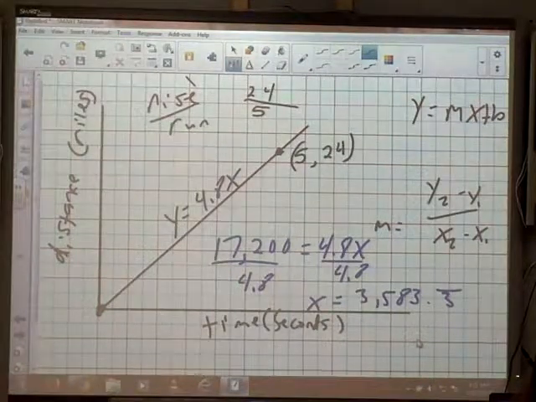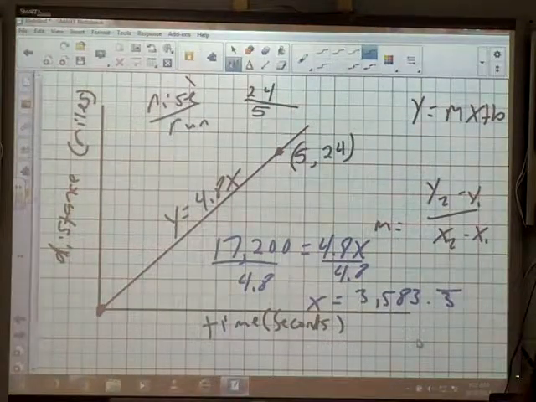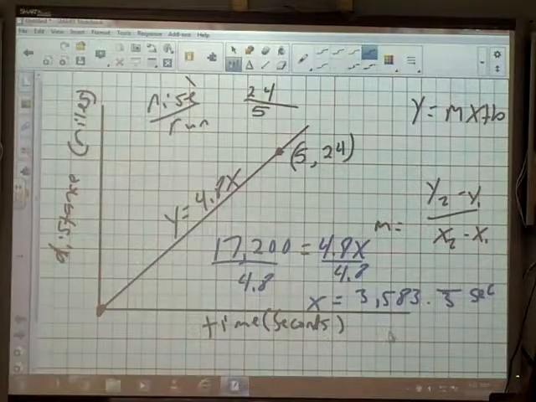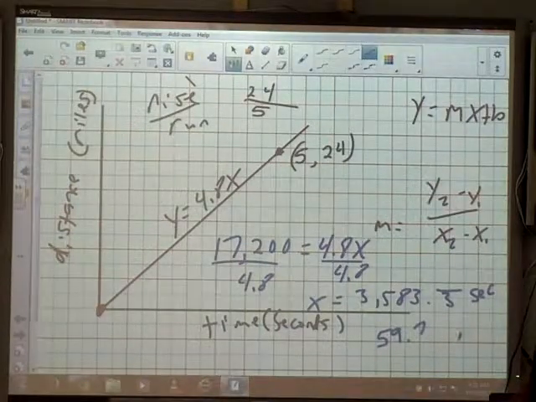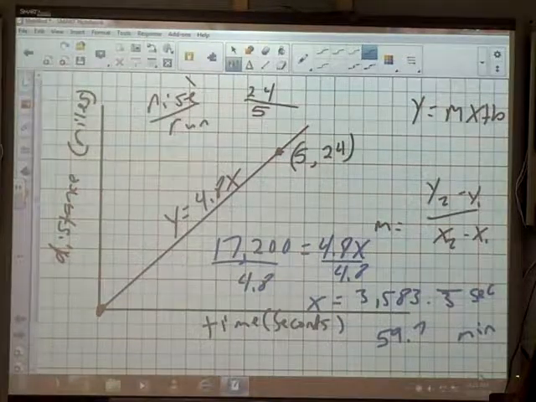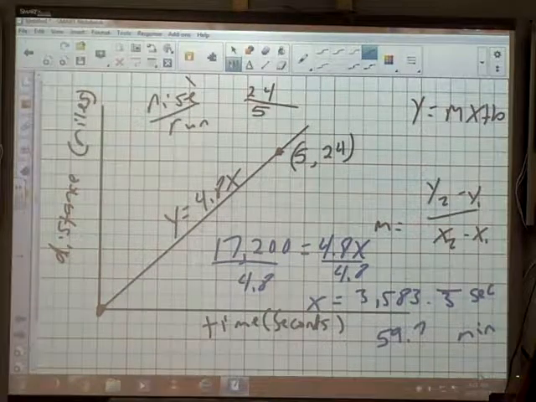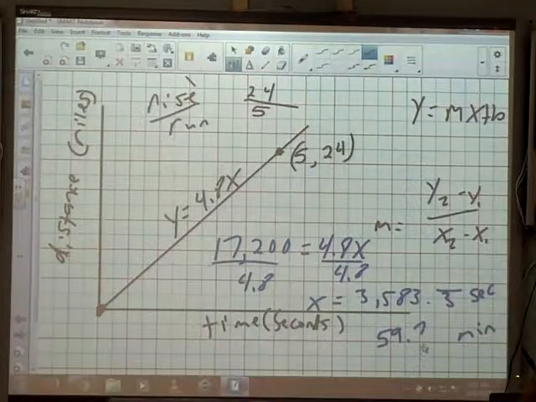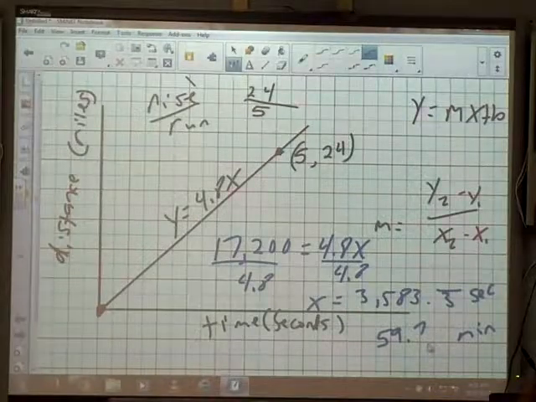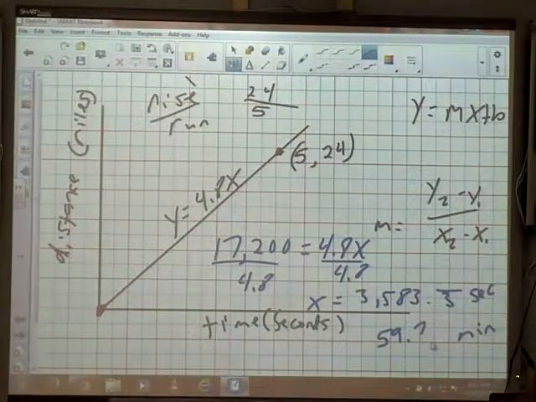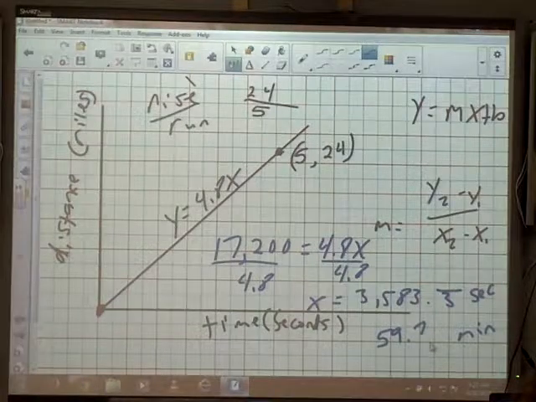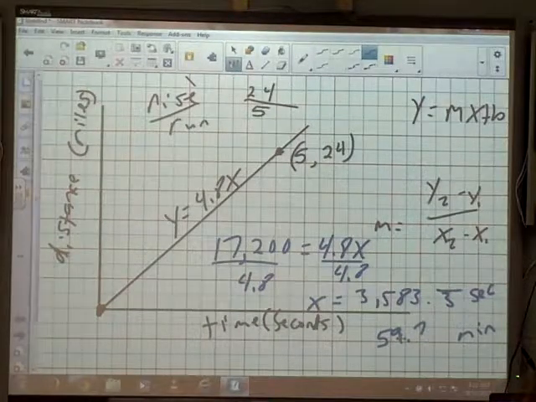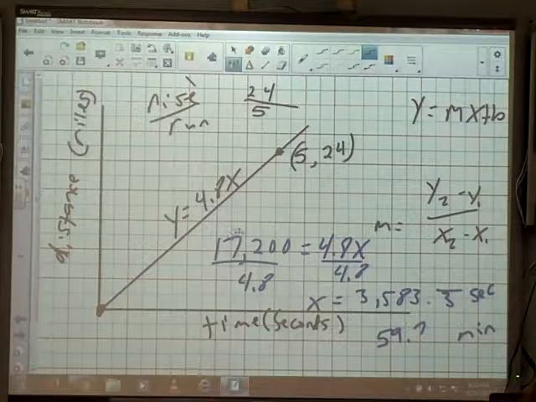How could I do that? Oh, divided by 60. So how many minutes is this? 59.7. And that means more to me because that's almost an hour, right? Now the correct answer was the first one you got, but I just like making these real world situations. So it took, say that again, Carolyn? You wish what? Yeah, I agree. Took us almost an hour, the asteroid, to travel 17,200 miles.